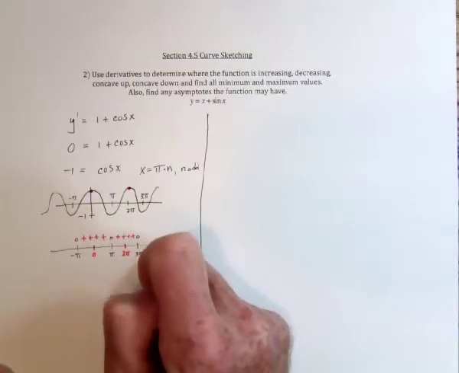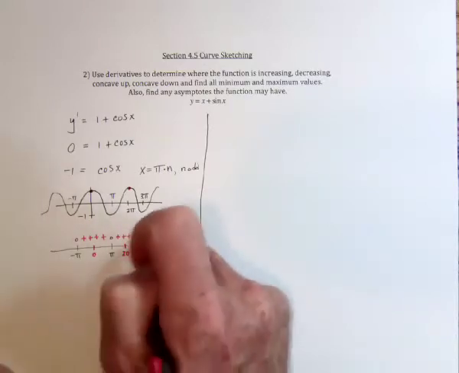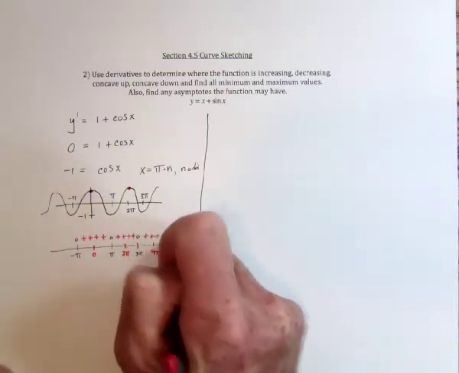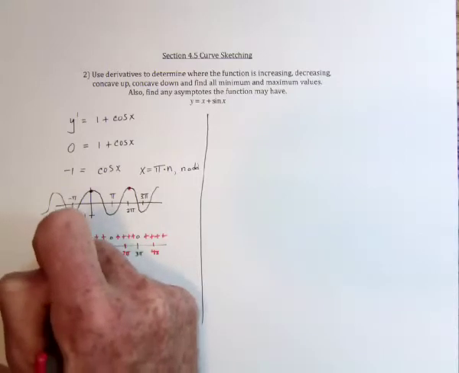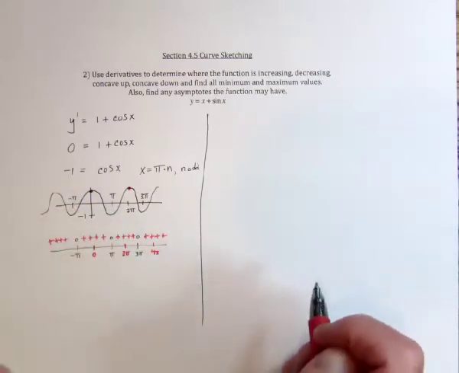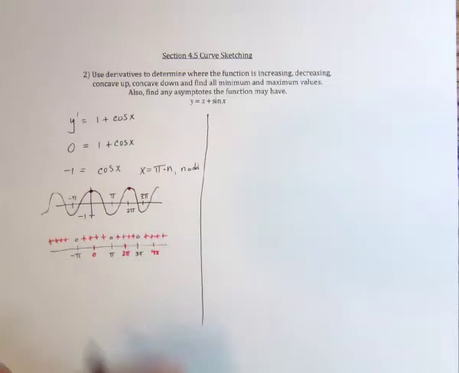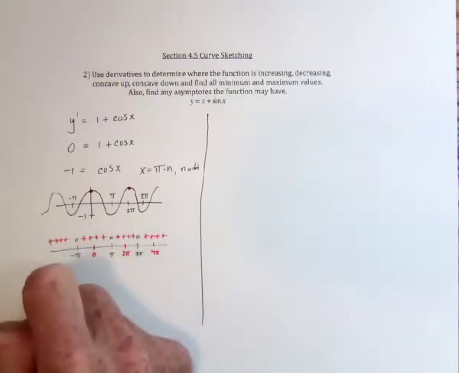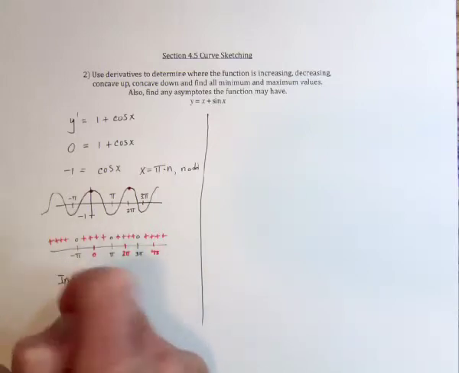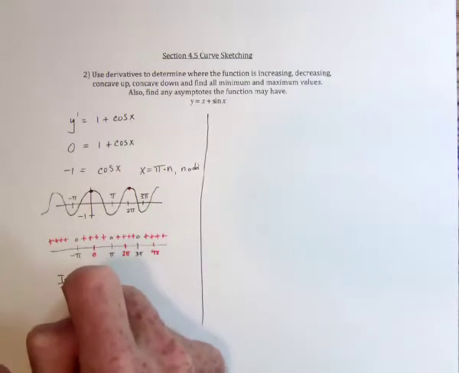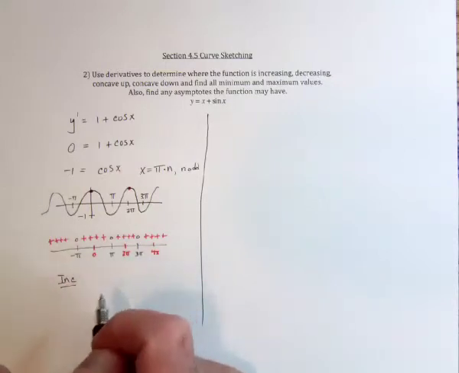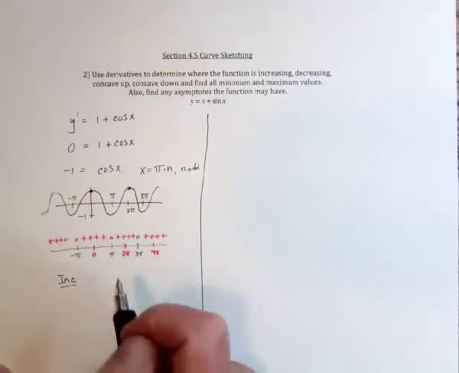And the same thing is just going to keep happening every time. 4 pi would mean do another whole cycle, so it turns out that this thing is increasing almost everywhere. So it's increasing from, how could we say this in general?